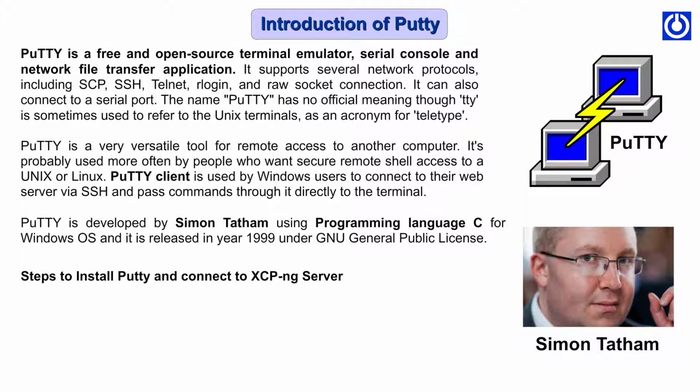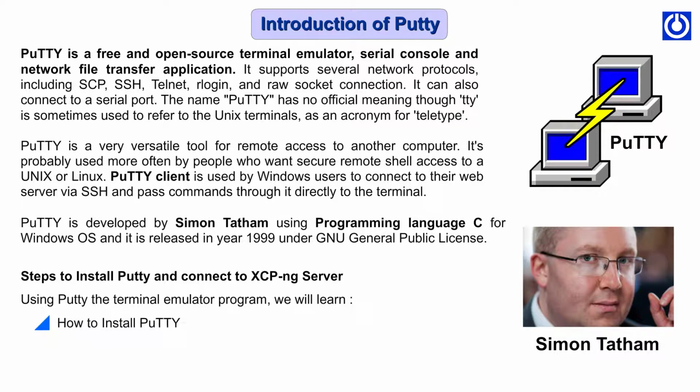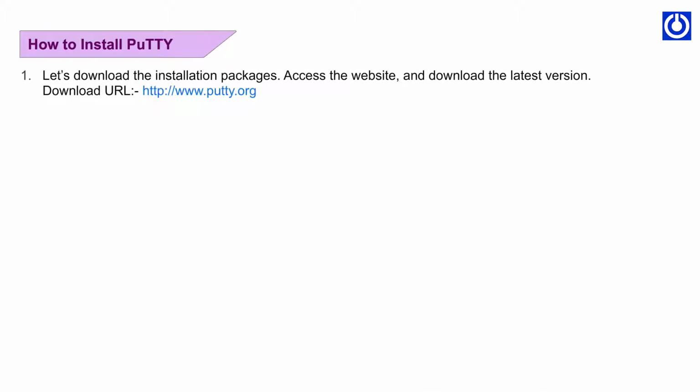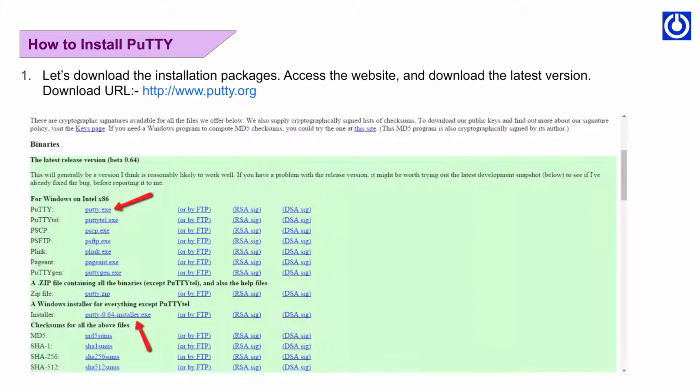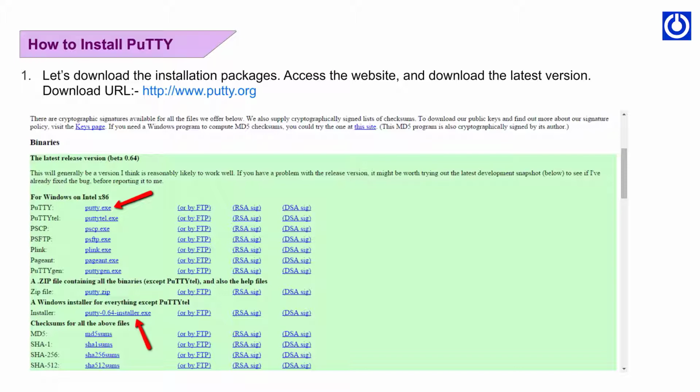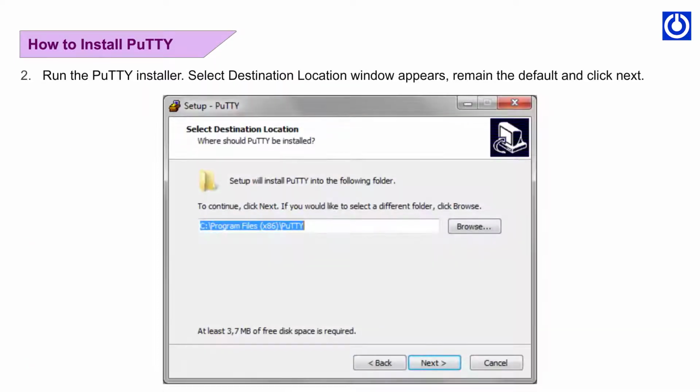Steps to install PuTTY and connect to an XCP-ng server. Using PuTTY, the terminal emulator program, we will learn how to install PuTTY and how to connect over SSH via PuTTY. Step: how to install PuTTY. Let's download the installation packages. Access the website and download the latest version. Download URL: putty.org. Run the PuTTY installer.